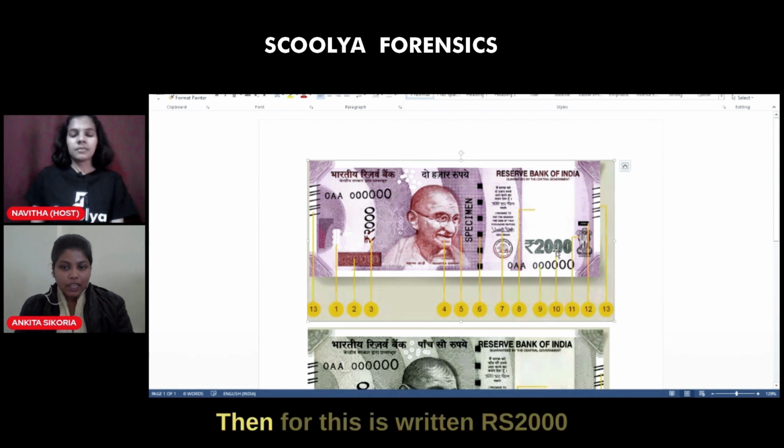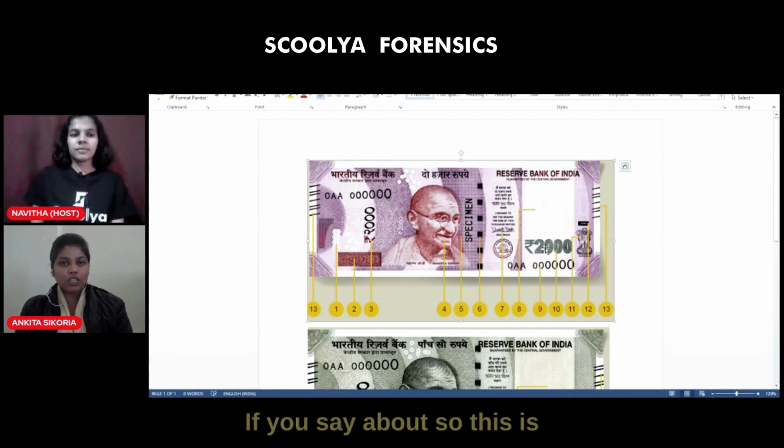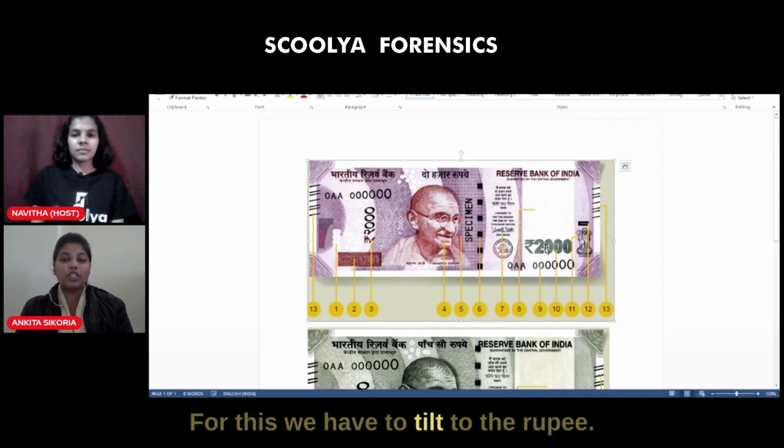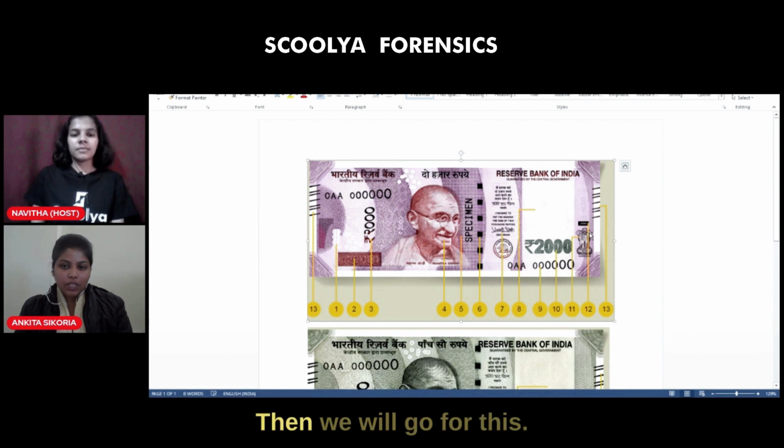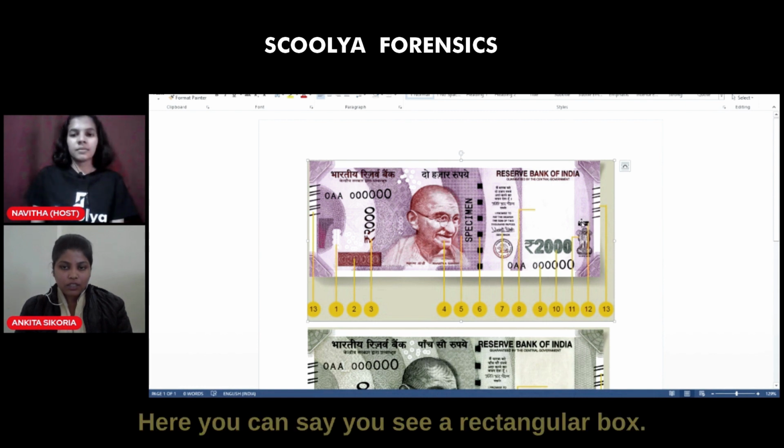Okay, then on number 10, it is written 2000 rupees. This is also color shifting from blue to green. For this, we have to tilt the rupee. Then the national emblem. Then we will go for this.